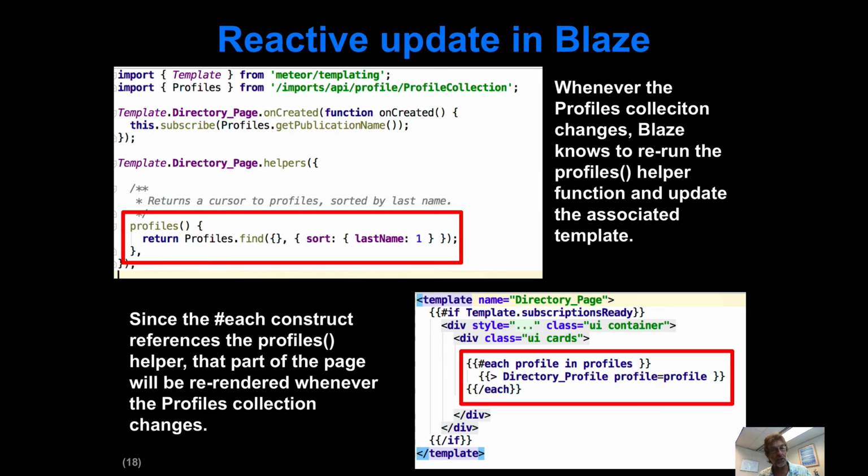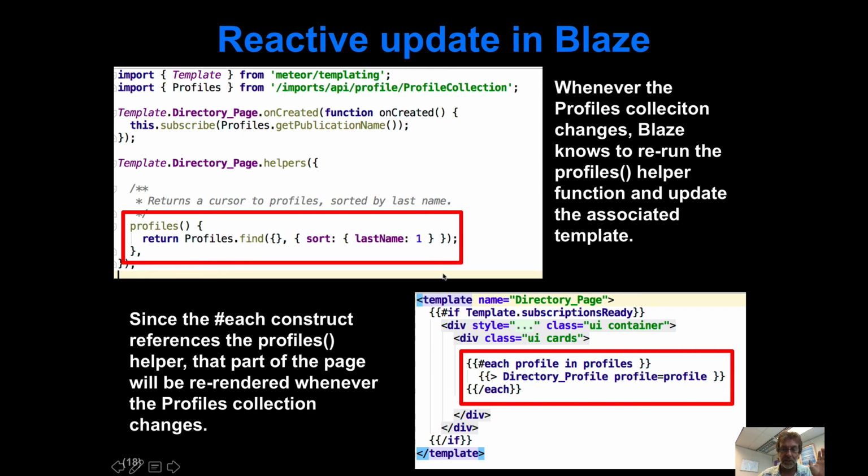So let's see how this actually works. We're going to go back to this directory page helper function, and you can see that we have a helper function called profiles, and it's returning the Mongo cursor that results from invoking find with these arguments. These arguments basically mean find everything in this particular collection, and then sort it by the value of the last name field.